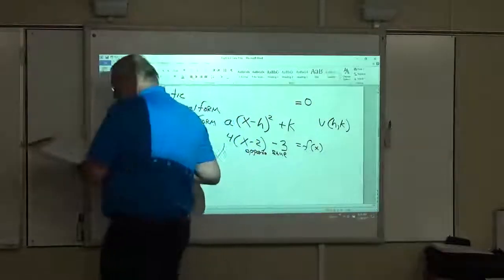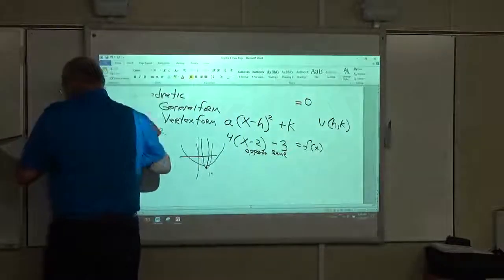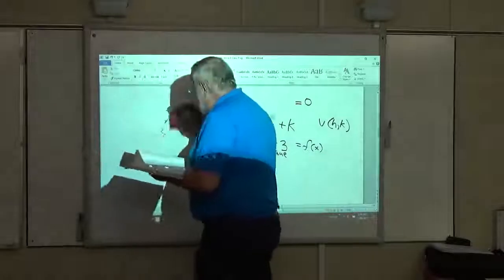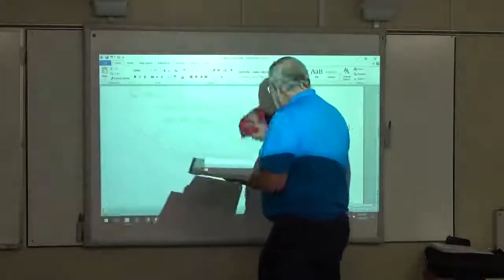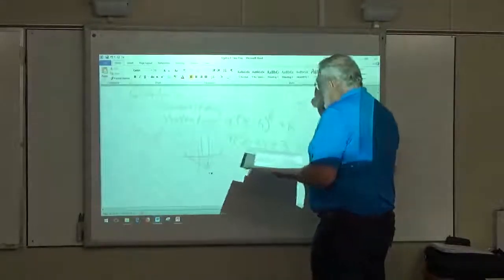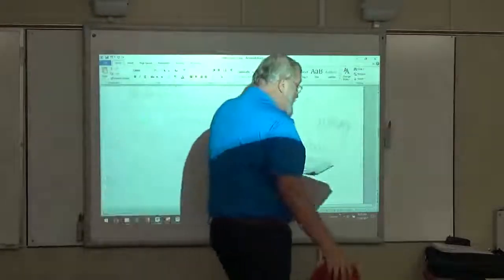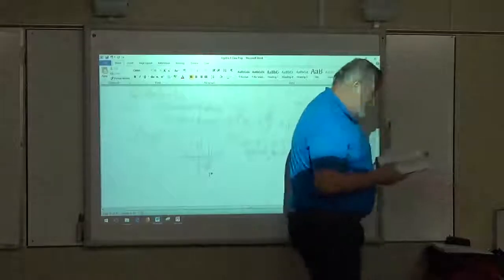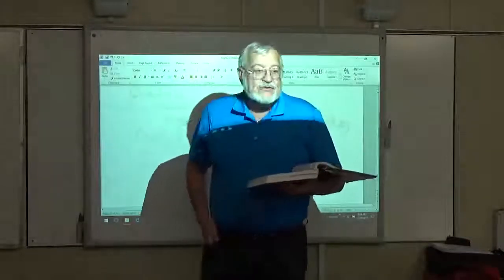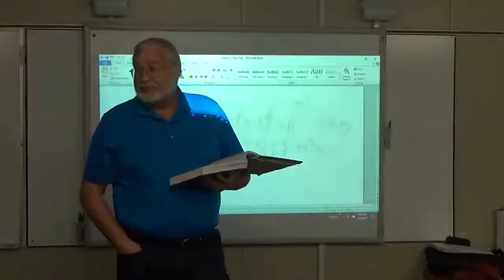Now the second problem says, for that equation, transform to the vertex form. I just gave you what the vertex form looks like. Now, what's tricky about this problem?